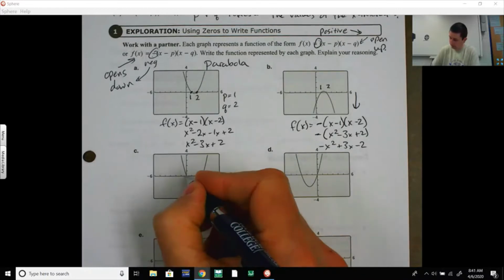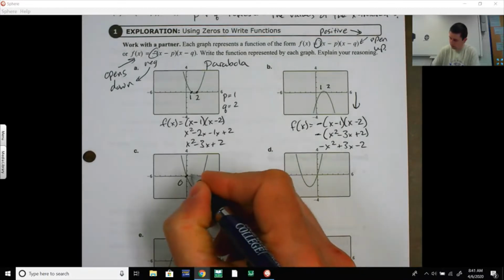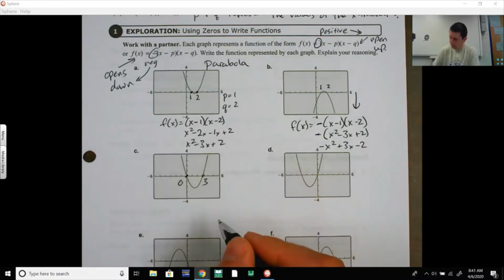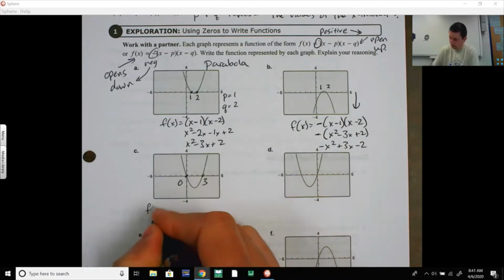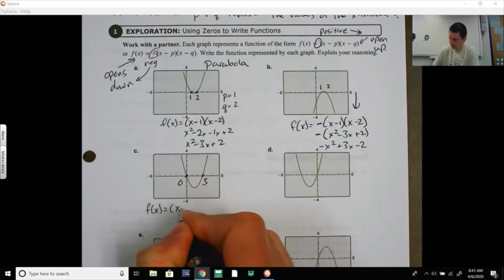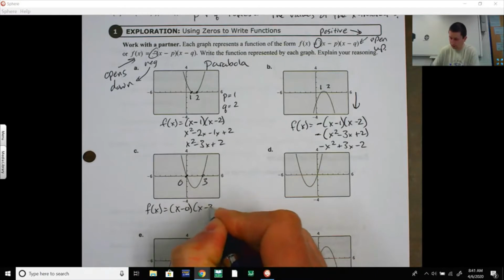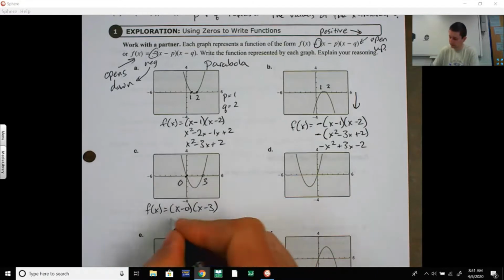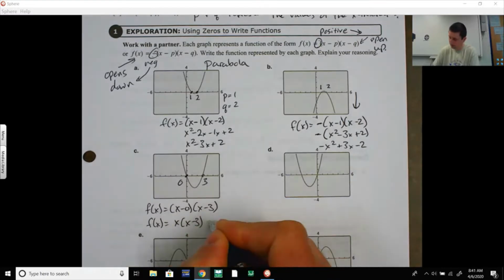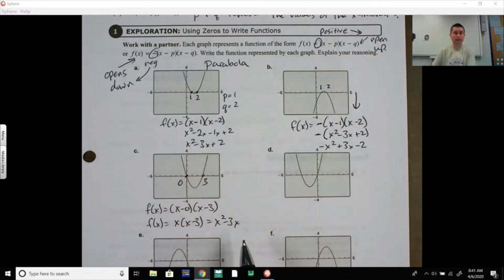Okay, so this is 0, and this is 1, 2, 3. It's going up, so I can have f of x equals x minus 0 times x minus 3. Well, x minus 0 is just x. So x times x minus 3, that'd be x squared minus 3x, and it just stays like that. That one does not have a constant.